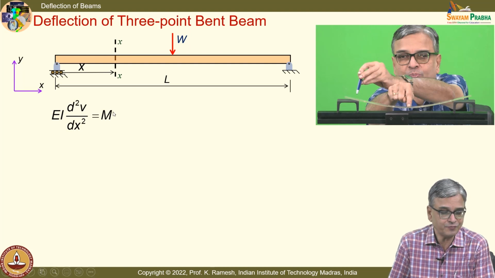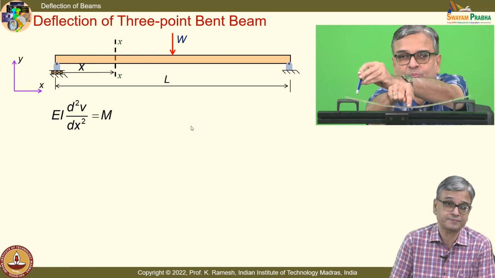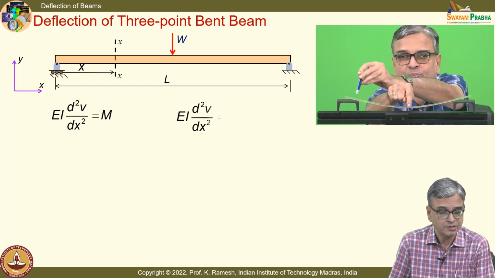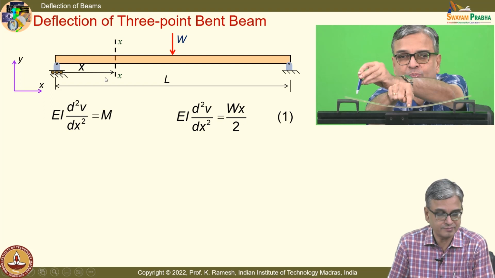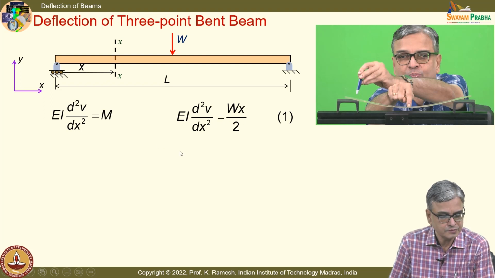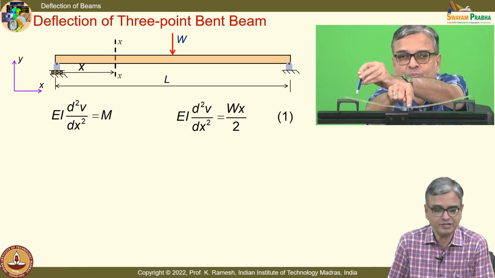Do you have an expression for M? You should also get it with the correct sign. It's very important. Okay. So, I get this as EI d squared v by dx squared equal to Wx by 2. Is it all right? W by 2 into x. Fine. So, you can easily integrate. So, integrate and substitute the boundary conditions.